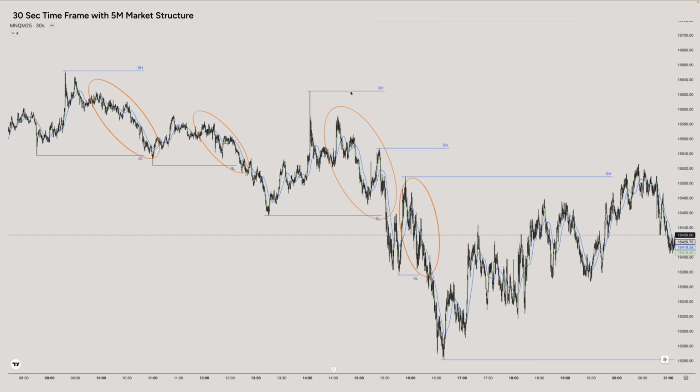5-minute swing low, 5-minute swing high, 5-minute swing low. Now we are going to look for our trade entries in these legs down, the ones that are circled with orange. Why in these legs down?